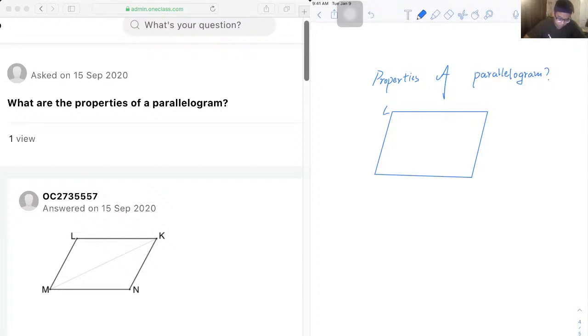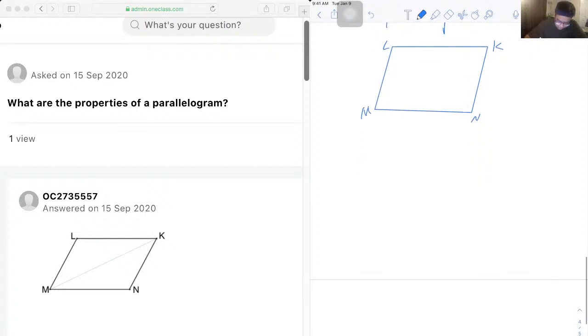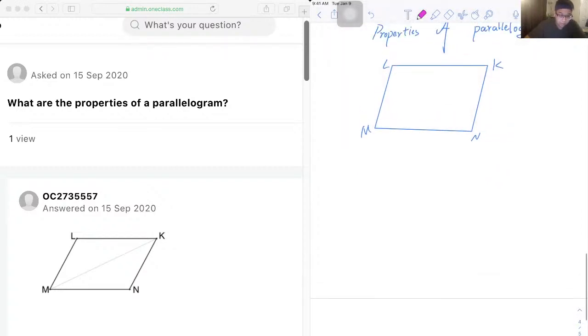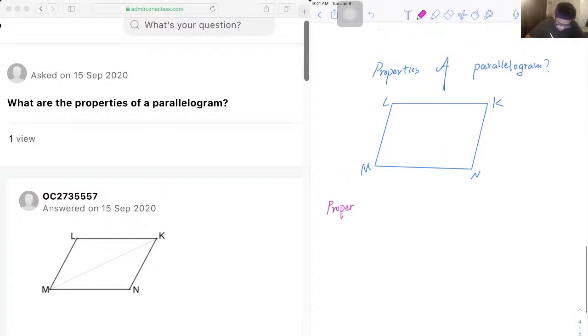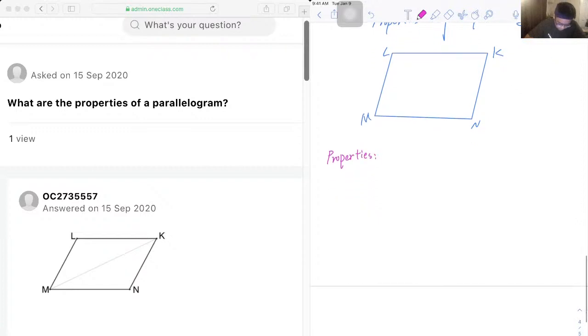And that's L, N, and K. Okay. So let's list the characteristics, or say the properties, of a parallelogram. So the first one will be opposite sides parallel.